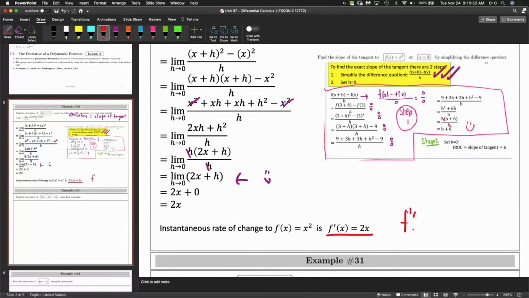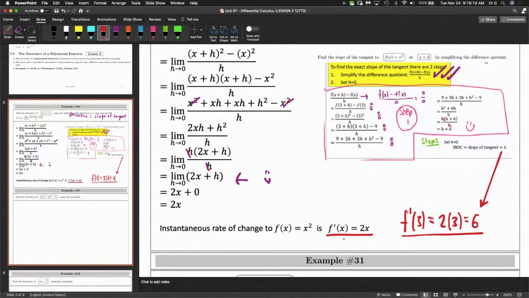What is the value when you put 3 in for x? What do you get here? 2 times 3, right? Which is 6. You see it? We get the same answer as last time, except now we have this elegant formula.